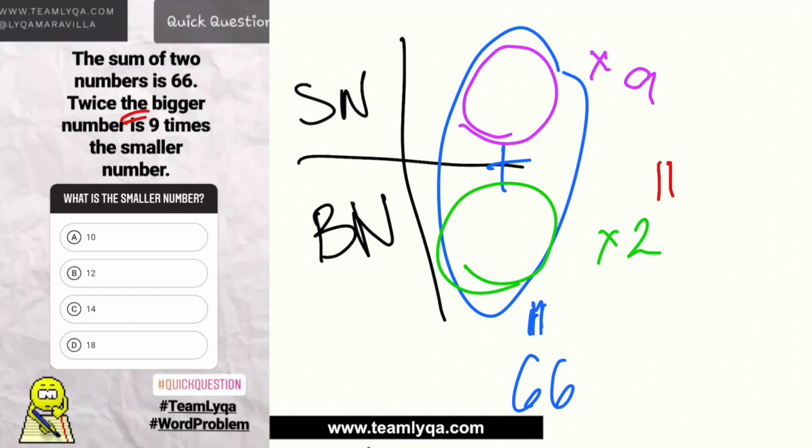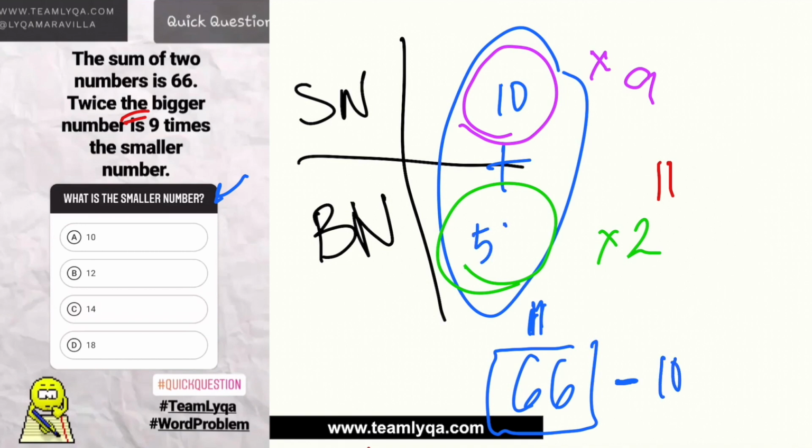Bilog-bilog lang tayo. Tapos, pag may bilog ka na, pwede ka na mag-trial and error. Okay? So, for example, again, kunyari lang naman ito, i-try natin yung, sabihin na natin, number 10. Kung 10 ang smaller number, lalagay ko siya dito sa SN kasi yun ang hinahanap. Kung 10 ang smaller number at ang sum nila ay 66, para makuha ko yung bigger number, ima-minus ko lang siya dito. So, 66 minus 10, ang lalabas would be 56.